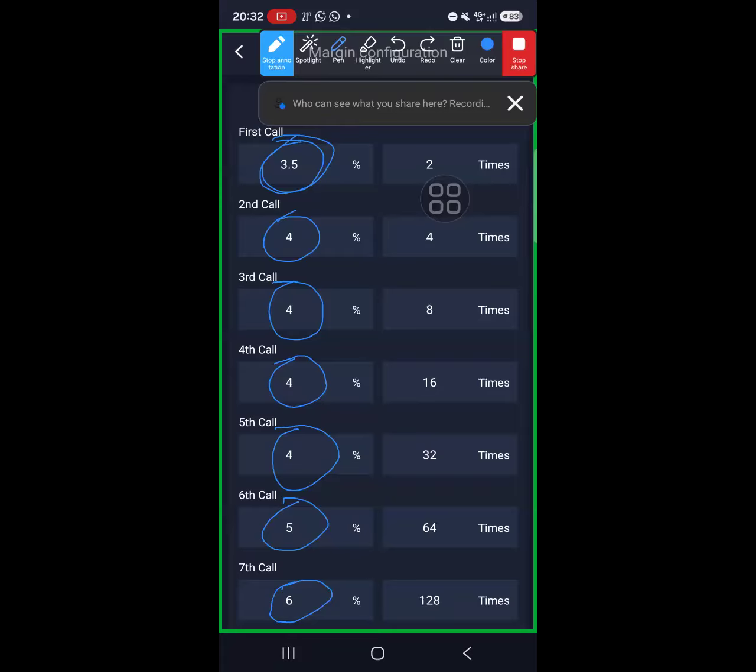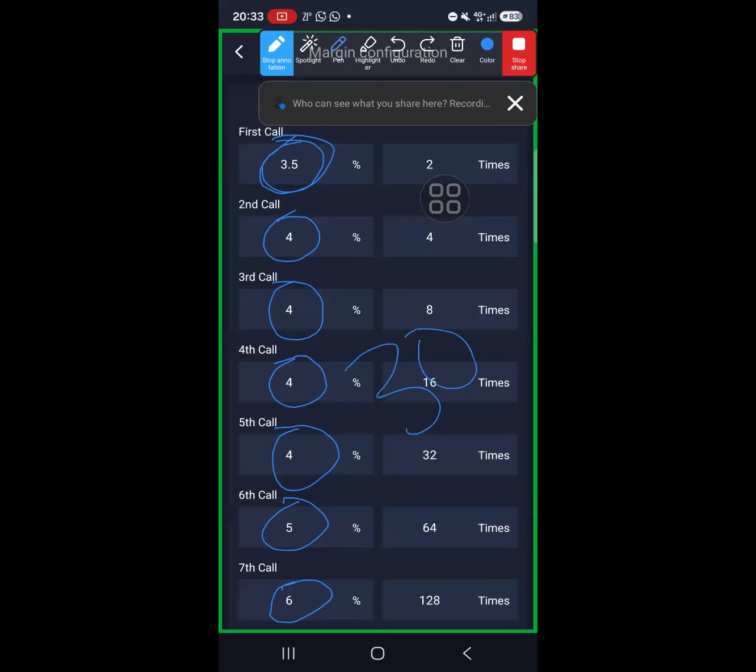So you're going to add 3.5, which is the first call drop. Then you're going to add 4%, second call drop. And you add another 4%, which is the third call drop. And you add another 4%, which is the fourth call drop. And then you add another 4%, which is the fifth call drop. And then the sixth call drop, it is 5%. And the last one, which is number 7, it is 6%. All right. So when you add these, you will discover that the total call drop percentage is around 30.